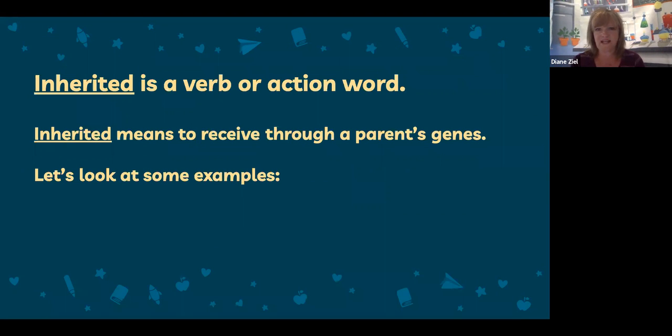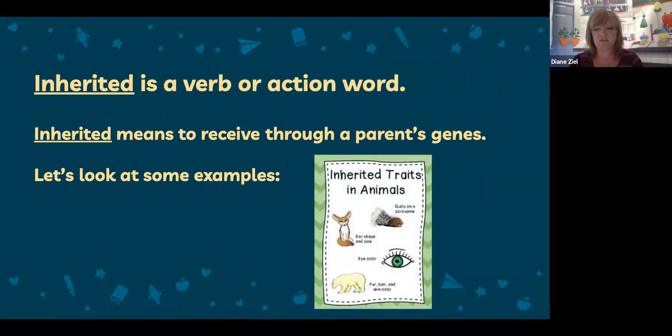Our first word is inherited. Inherited is a verb or an action word. Inherited means to receive through a parent's genes. Let's look at some examples. These are examples of inherited traits in animals: their eye color, the shape of their ear, the fur and the skin color of a bear, the quills on a porcupine.